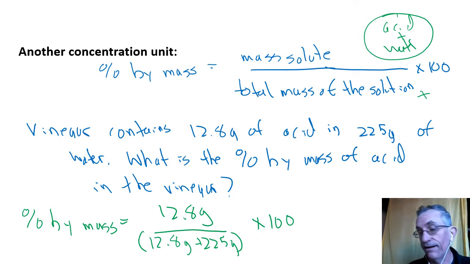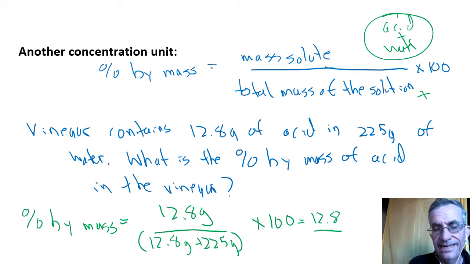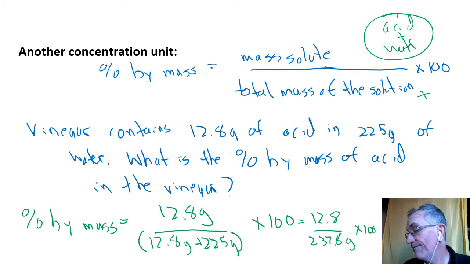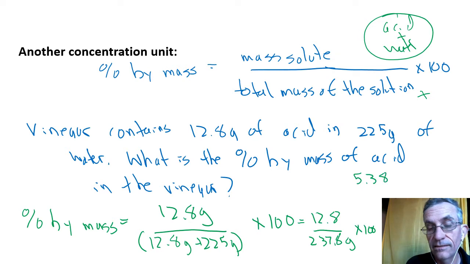Now, if you work it out, it would be 12.8, and then the total weight on the bottom, if you add those two numbers together, turns out to be 237.8, times 100 still. And if you work it out, you should be getting 5.38%. All right, so with that, hopefully it's not too bad. Just be careful that on the bottom you have the total weight. That's usually where people go wrong.